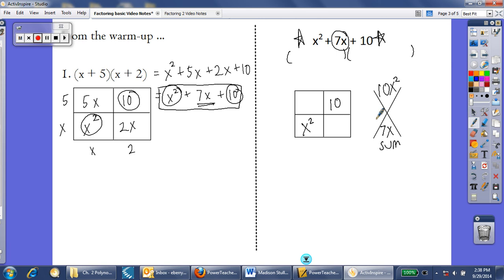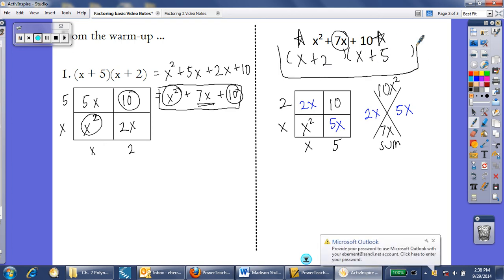Now I can find these two spots here. 10 is 2x and 5x. When you add them, you get 7x. Finally, I'll fill in my boxes, 2x and 5x. And now looking at the dimensions, the length and the width of the box, I can put x and x. I can put a 2 here, x times 2 is 2x, and x times 5 is 5x. My final answer is x plus 2, x plus 5.